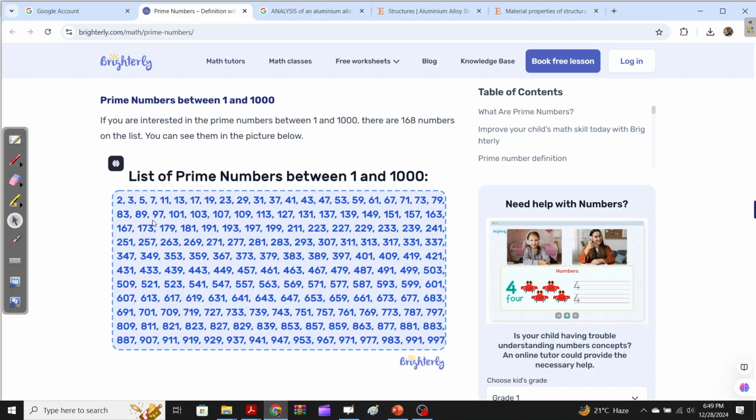If you look at it here, the list of prime numbers between 1 and 1000. You can say 2, 3, 5, 7, 11, 13, 19, 23, and again 233, 239, all these numbers, all the way till 1997, are treated as prime numbers. They will be divisible only by themselves or by 1. So these are prime numbers.